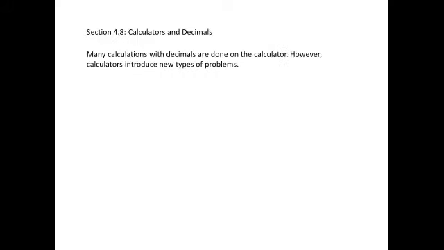Section 4.8, calculators and decimals. Many calculations with decimals are done on a calculator. However, using a calculator will introduce new types of problems that you may not have run into before by doing calculations by hand. For example, some calculators, if you do 2 divided by 3, will give you the answer 0.666666, but other calculators will give you a number like 0.666667. The reason why you can get 2 different answers is because different calculators deal with rounding and approximating answers differently.